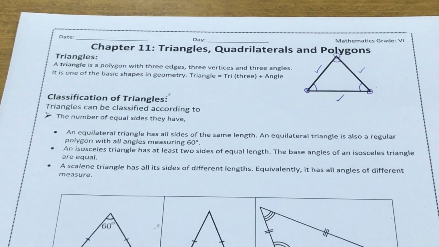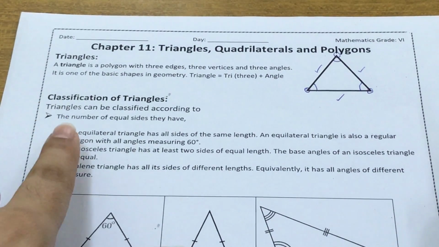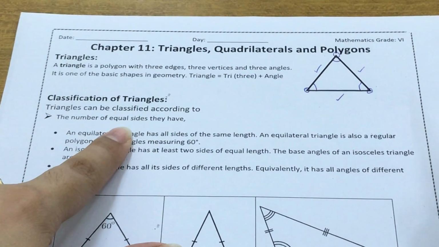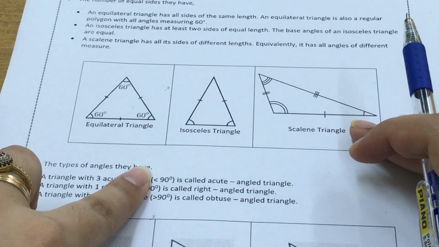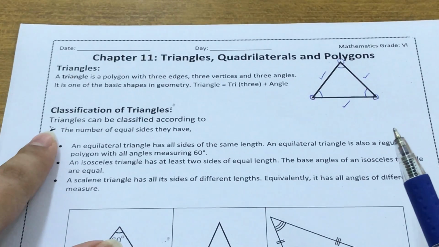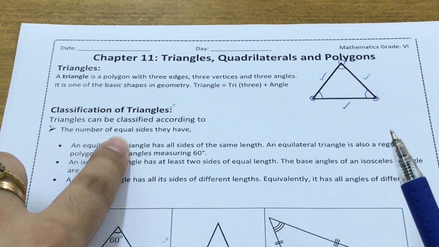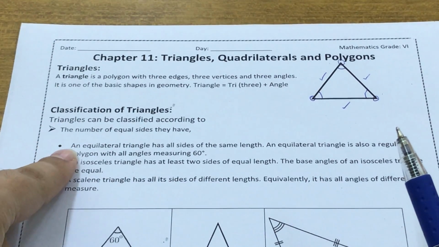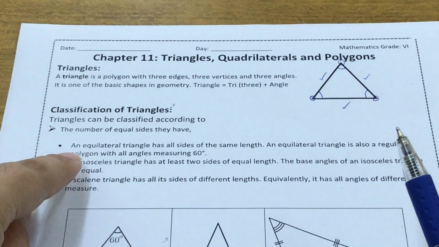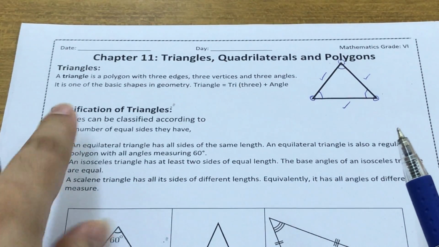Understood? Okay, now let's discuss the classification of triangles. Classification of triangles is of two types. One is according to the number of equal sides they have, and secondly according to the types of angles they have, right? So first we will discuss the classification of triangles according to the number of equal sides. According to the number of equal sides, we have three types of triangle. Number one, equilateral. Number two, isosceles. And number three, scalene.